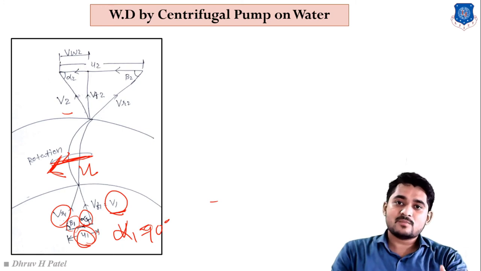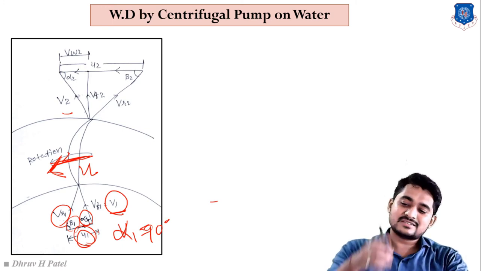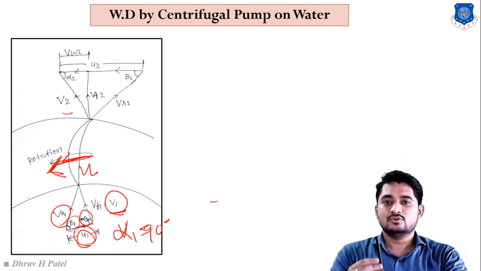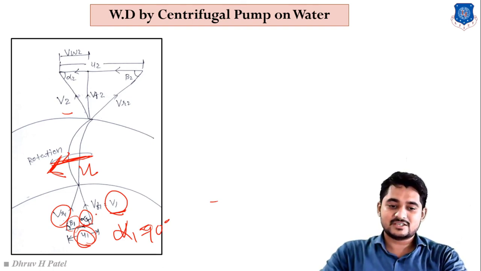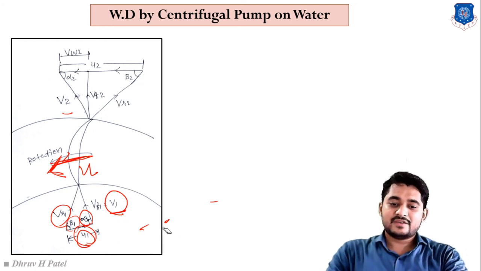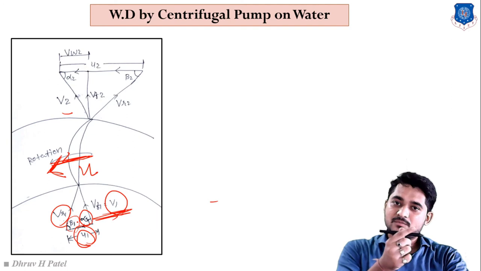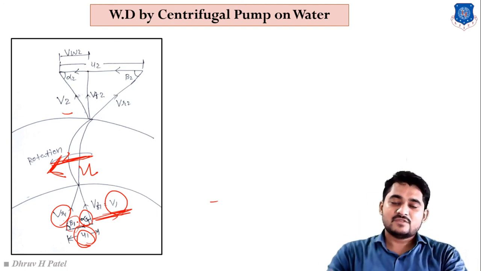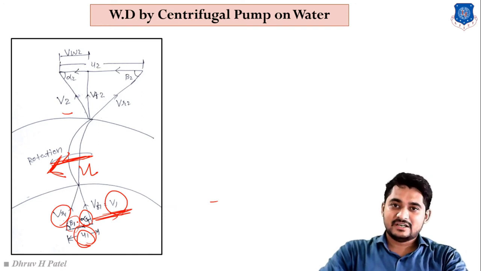Let us draw two components of the V1. Now V1 itself is a vertical component, so we can write V1 is equal to VF1, and VW1 is the horizontal component, that is 0, because V1 is vertical. Clear? Now in the outlet velocity triangle, water enters here in the VR1 velocity.